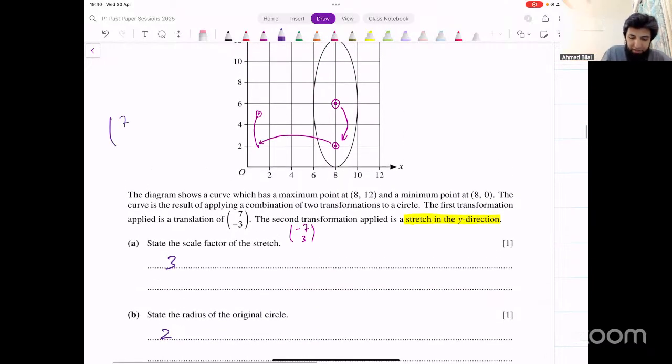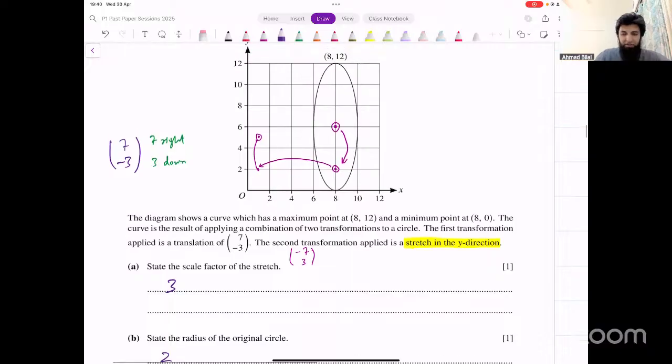When it's a translation vector, this means 7 units right, and this means 3 units down. If you were to represent this transformation in terms of a function, you would have something like this: x minus 7 inside and minus 3 outside. For the vertical translation, it's the same sign. For the horizontal translation, in the function notation, it's the opposite. So in the function notation, minus 7 means right, and plus 7 means left. In the vector notation, 7 still means it's to the right.